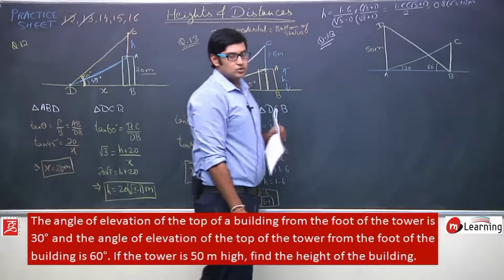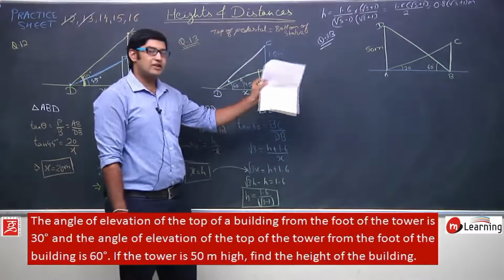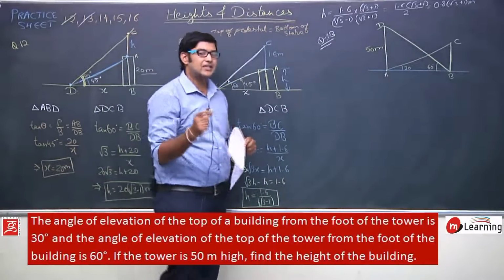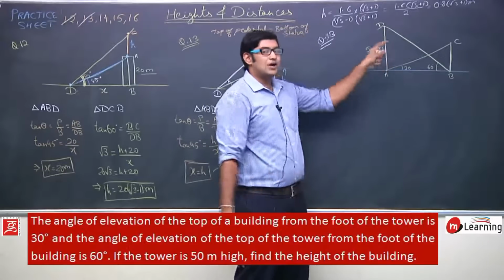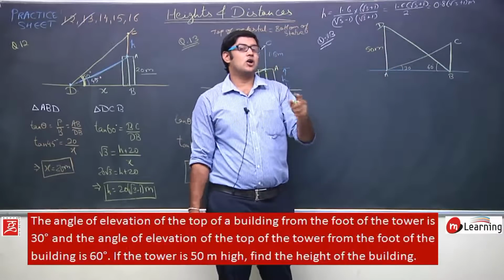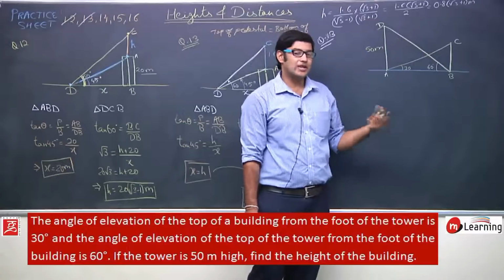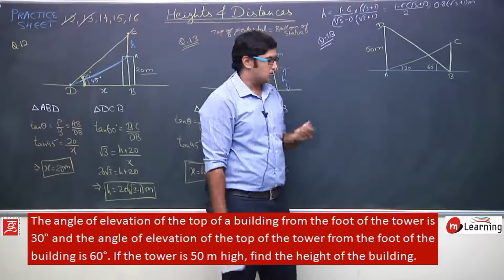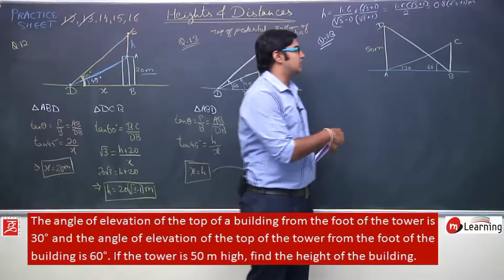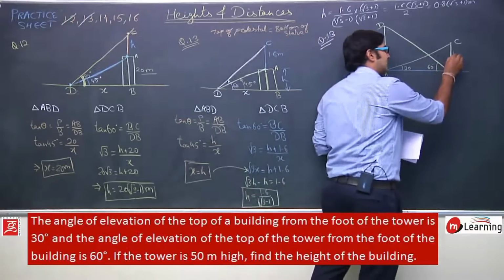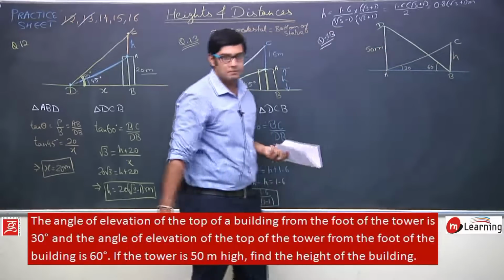So this diagram is very, very important. You need to interpret the lines given in the question, because here we need to identify whether the building is tall or the tower is tall. This is very important. So we have the height of the tower. Now our task is to determine the height of the building. Let us say H is the height of the building.